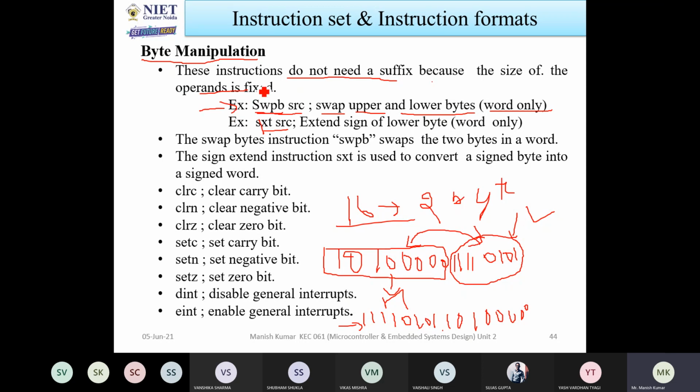SRC stands for any register. Let us consider I am storing this value in the R4 register. If you store this value in R4, then after executing SWPB R4, this is the result stored in the R4 register. So this is the benefit of SWPB.